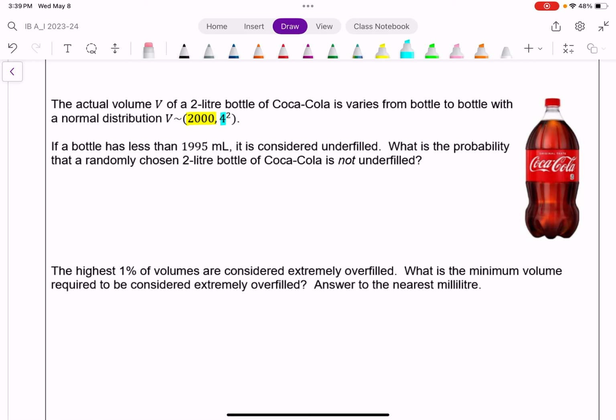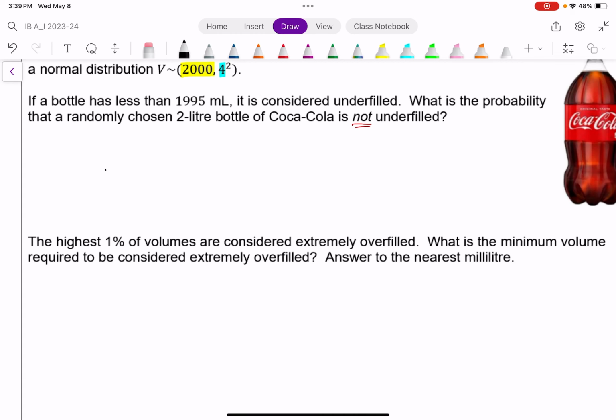All right, so if a bottle has less than 1,995 milliliters, it is considered underfilled. What is the probability that a randomly chosen bottle is not underfilled? Which means it has more than 1,995. And so essentially, that's what I'm trying to solve. I'm trying to find the probability that the volume is greater than 1,995.